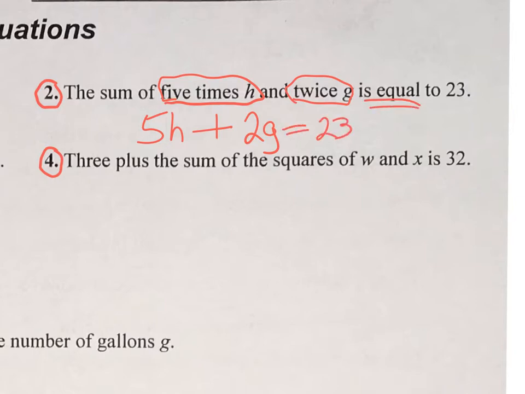I hope everybody understands how to do this section 2.1. It's really the same thing as before, words in algebra. The only difference is that the word is means equal. And sometimes they even say is equal to, which means equal sign, right?